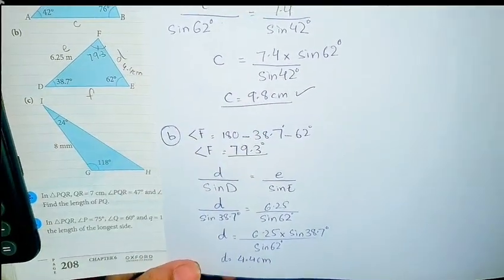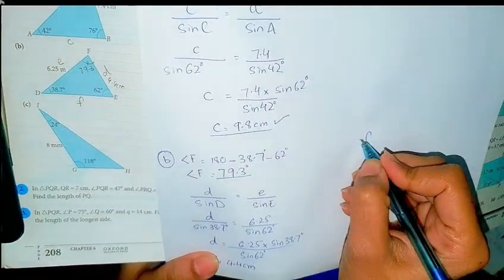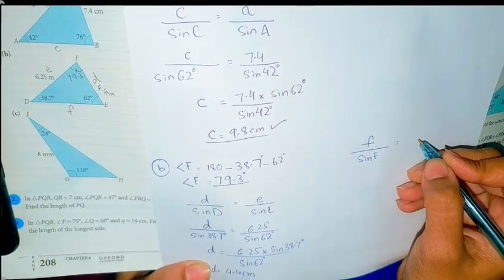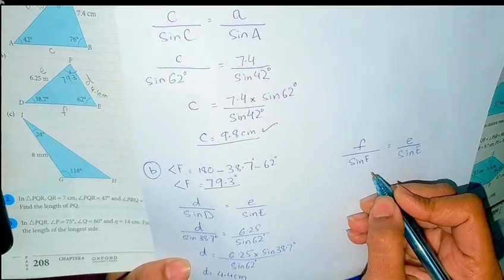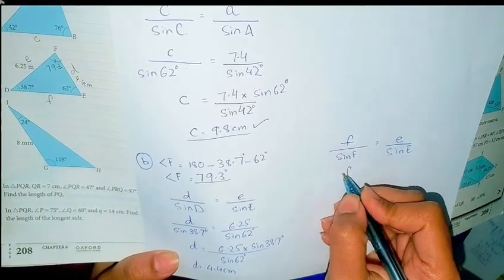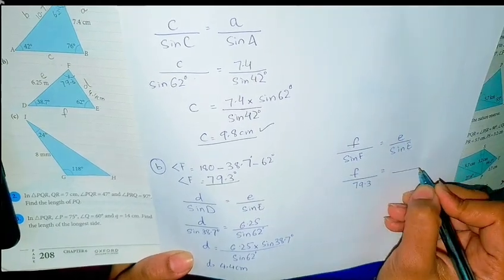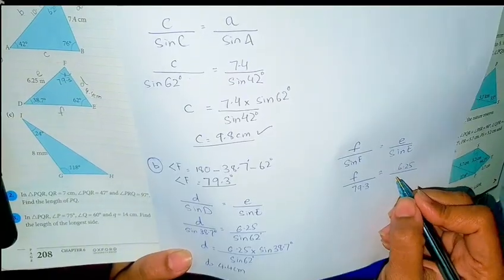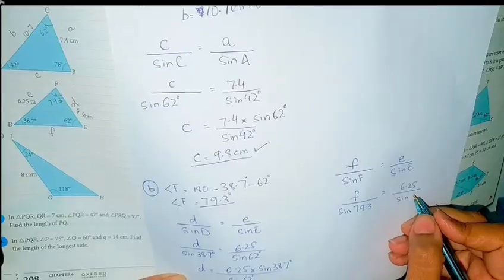Now we have to find side F. So we have to write F upon sine F, and we can take D or E. I am taking E upon sine E. So how can we do this? F we don't know, and sine F is 79.3, equal to side E, which is 6.25 meters, and sine E is 62 degrees.